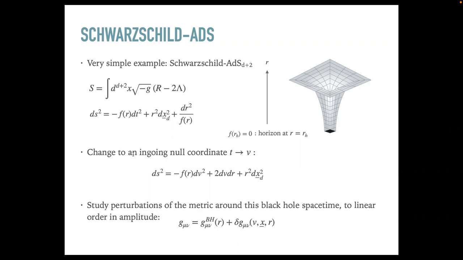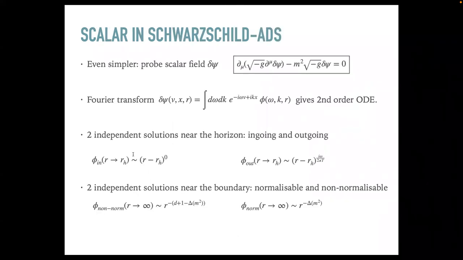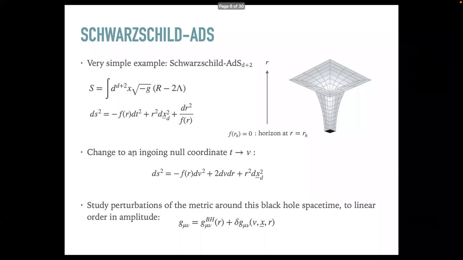And if I wanted to compute the quasinormal modes of the metric around this black hole, what I would do is take my black hole metric, turn on a perturbation around it, compute the equations of motion for those perturbations from this action, and then solve them to linear order in the amplitudes. And from that, I can extract the quasinormal modes. Even that is a little bit complicated, because there are lots of different components of the metric. The Einstein equations couple them all together, and we get a complicated set of coupled ODEs.